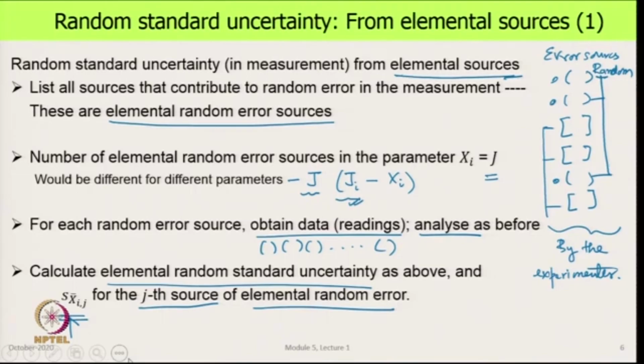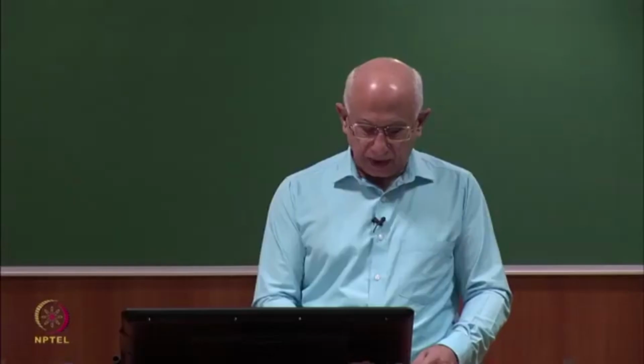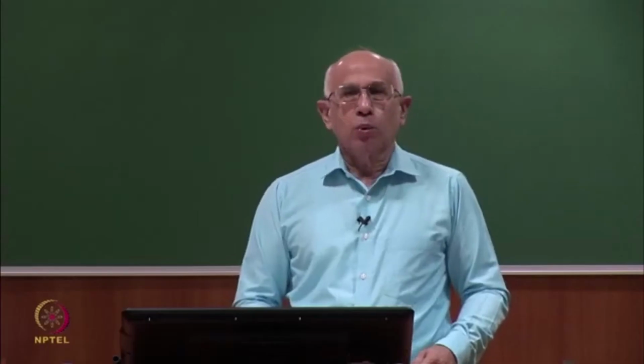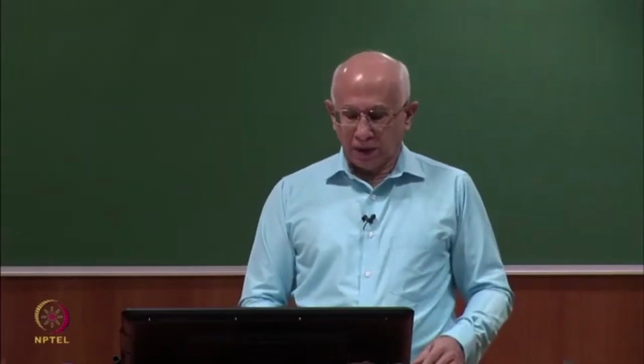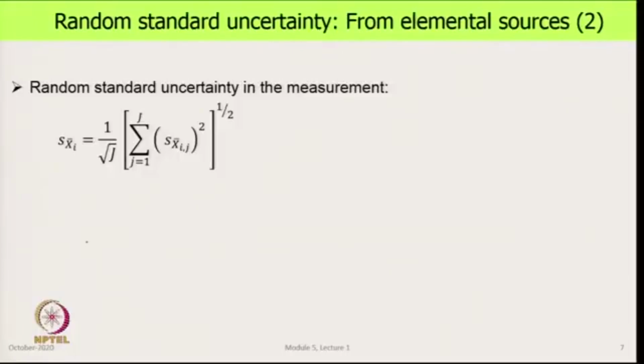So, this is how we can calculate S x I j bar, and then we combine all of these in this relation to calculate the random standard uncertainty in the measurement. That S x I bar is equal to 1 upon square root j, sum of the squares of the elemental random standard errors. So, that is the formula we have, and this gives us the value of what we were looking for.